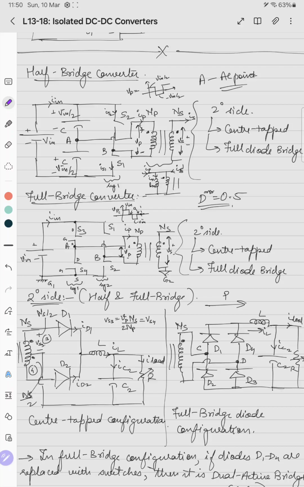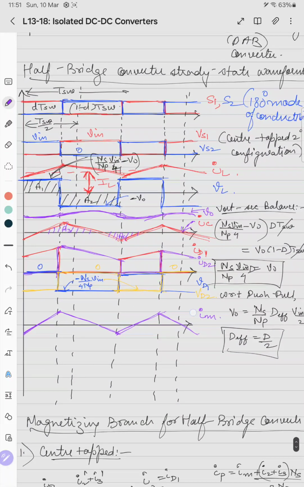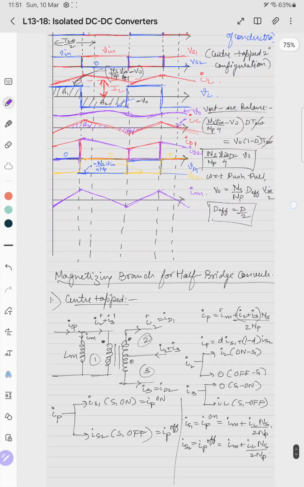When the switch S2 is on and S1 is off, the current starts falling because the negative voltage is applied. This negative voltage results in a decrease of IL in one direction, and it may result in the building of IL in the other direction. So that's why it is of twice the polarity. So this is Im.